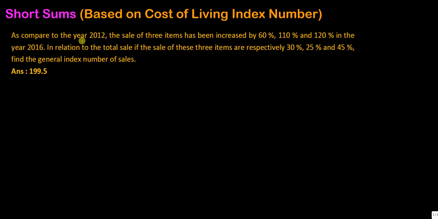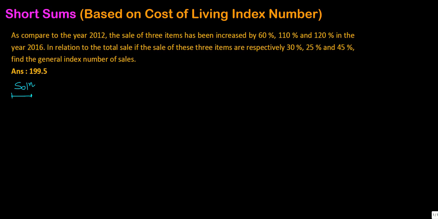As compared to the year 2012, the sale of three items has increased by 60%, 110% and 120% in the year 2016. In relation to the total sale, if the sale of these three items are respectively 30%, 25% and 45%, find the general index number of sales. Okay, so a simple sum is given for cost of living index number.